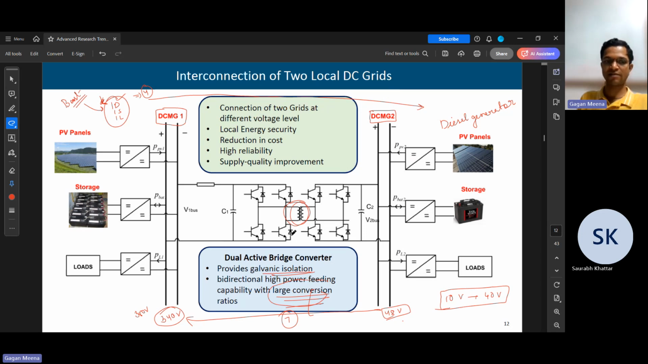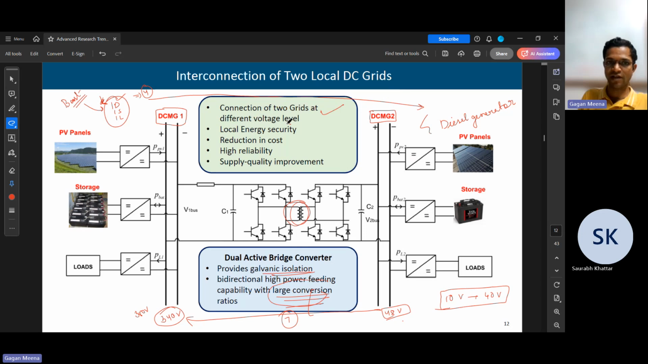So this is bidirectional. We want bidirectional, and we also require isolation, because if there is a fault here, this side will not be affected by that because of this galvanic isolation. So these are the advantages. And so yes, this is done that we can connect the two grids at two different voltage levels.